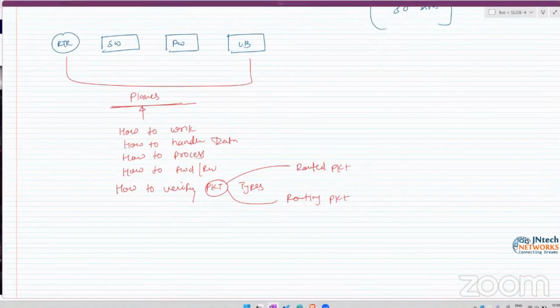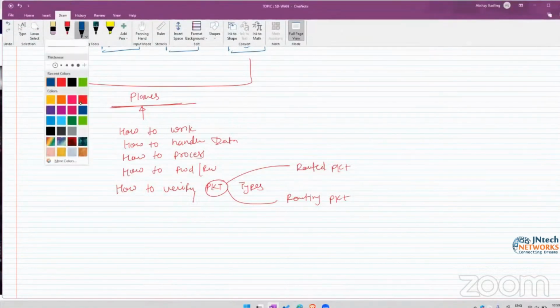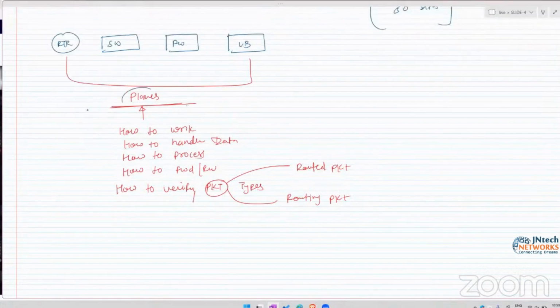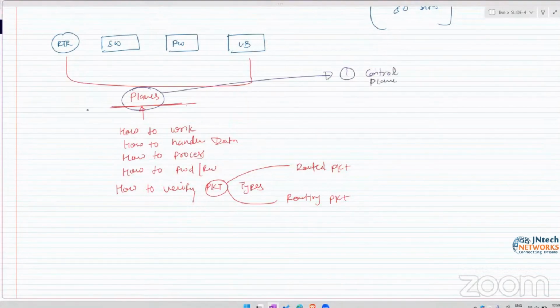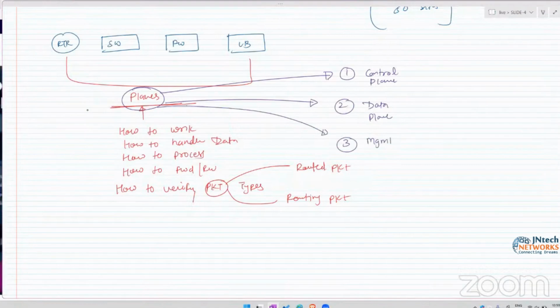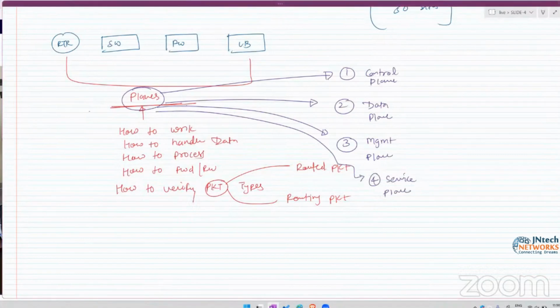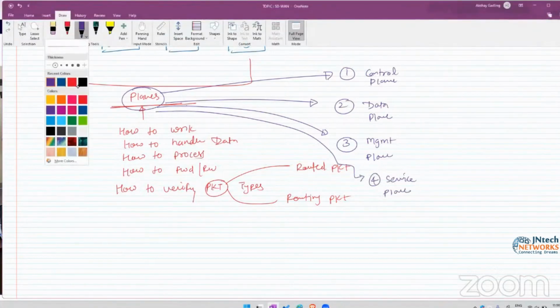So these planes define this, and each device maintains them separately. For example, if we discuss planes, the first plane is the control plane. The second plane is the data plane, also known as the forwarding plane. The third plane is the management plane. A fourth plane is also available, called the service plane. Clear? Now, in traditional routing, each device has separate planes.